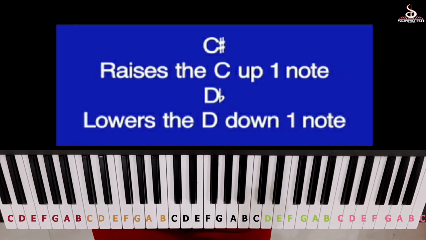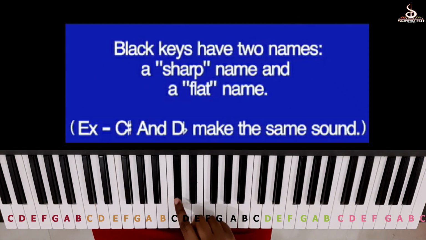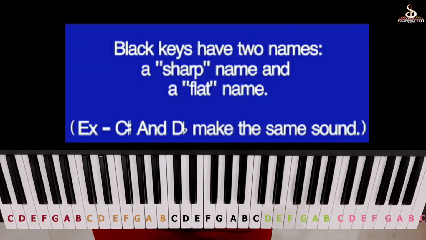Okay, so you know the reason already, which we have learned before. Whenever you go to the right hand side, we are raising the notes and it is called sharp. So this black key over here, this falls after C and it is called a C sharp. Okay, now here's the thing, this black key also has a different name. Okay, also has another name. Each black key has two names.